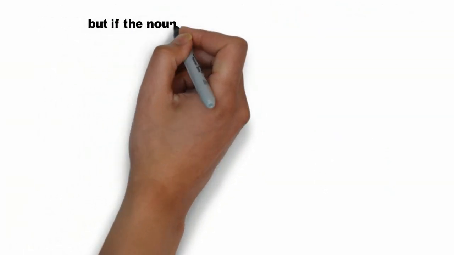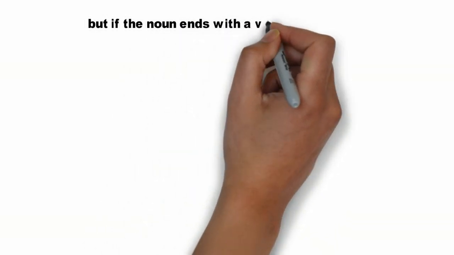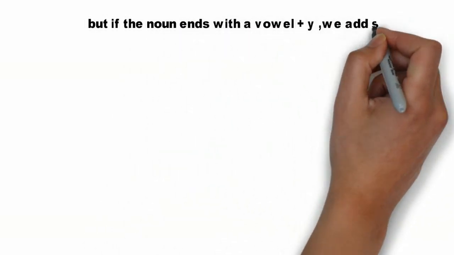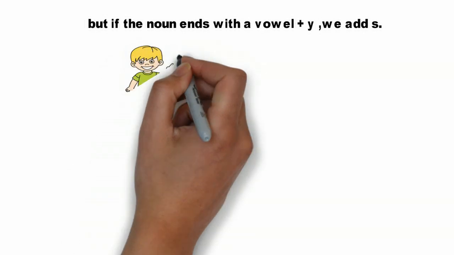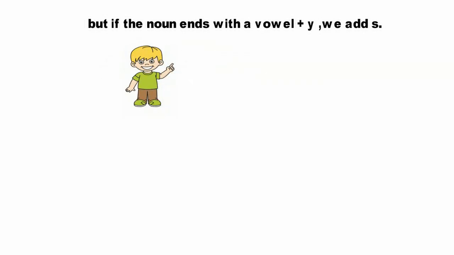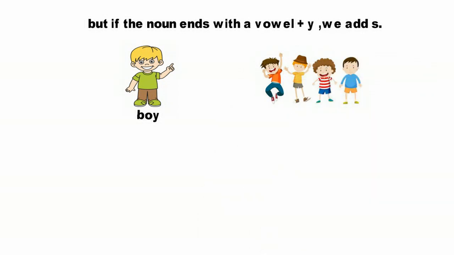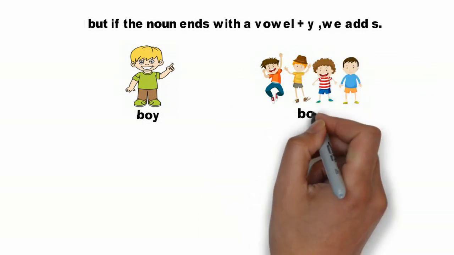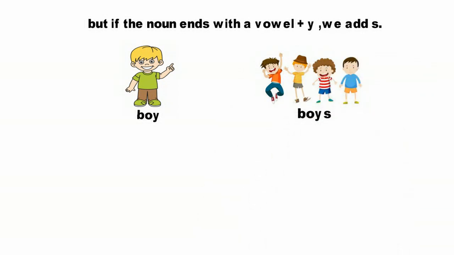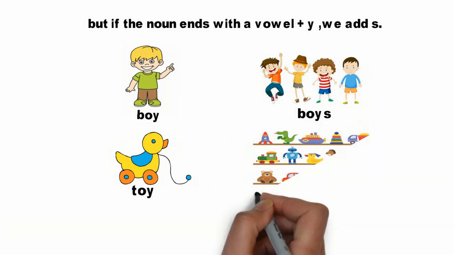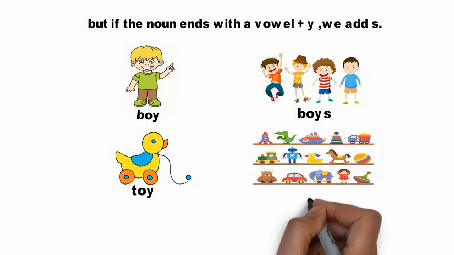But if the noun ends with a vowel and then a y, I just add s. Like boy, if it's plural, it will be boys. I just add s, boys. Toy, I will need to add s, only s. Toys.